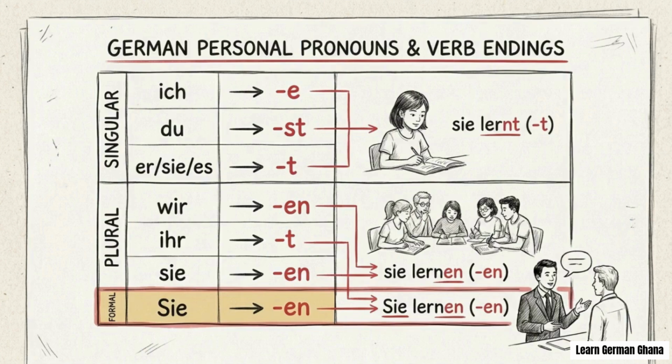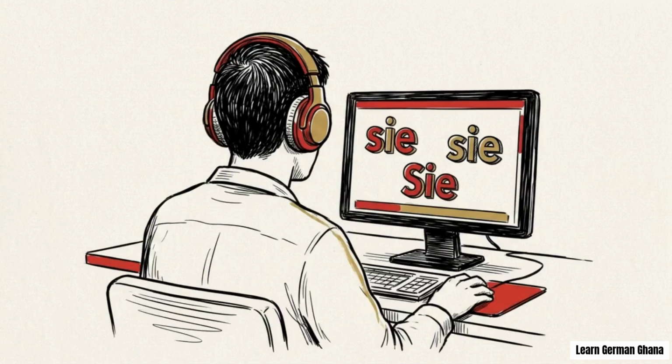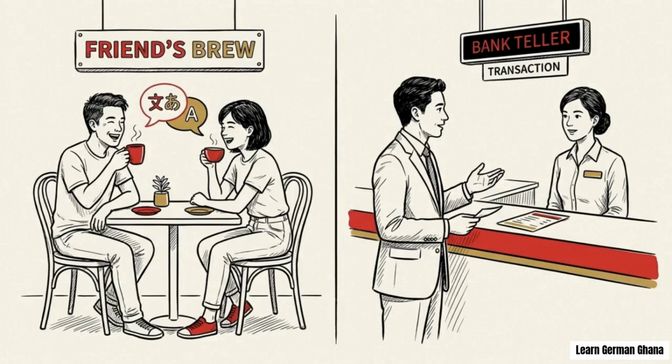There is a third version. When you speak to a stranger, a customer, or a teacher, you use the formal you. This Sie is always capitalized in writing, and like the plural form, it also takes the en ending. Because these 3 words sound identical when spoken aloud, you have to actively listen to the verb endings and observe the social context to decode exactly who is being talked about.